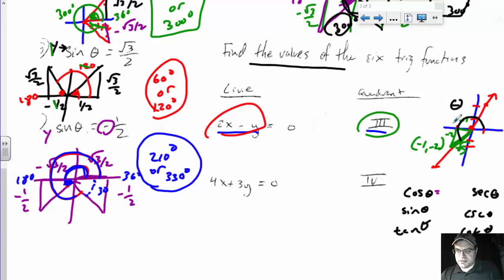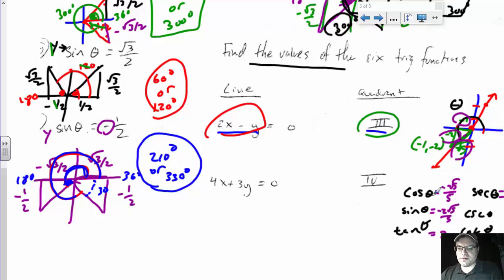The cosine is this x value, -1 over the radius, which is √5. So it's -1 over √5. You can't leave the root on the bottom, so this is going to be basically -√5 over 5. The sine will be this value over the hypotenuse, so it's going to be -2 over √5, which is going to give me -2√5 over 5. The tangent is the y over the x, -2 divided by -1, so this is plain 2.